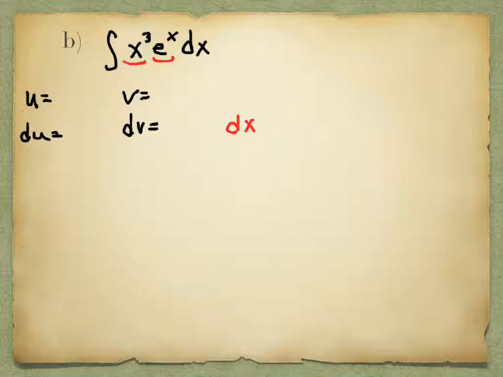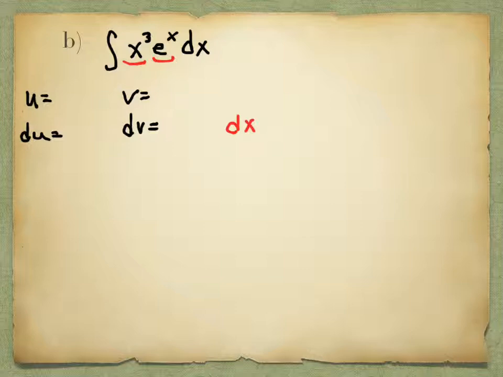What's the nice thing about x cubed? It simplifies if you take the derivative of it, right? And we found in the last problem that another option is to have it in that dv spot because we know how to take its antiderivative as well, right? So it could actually go in either spot.